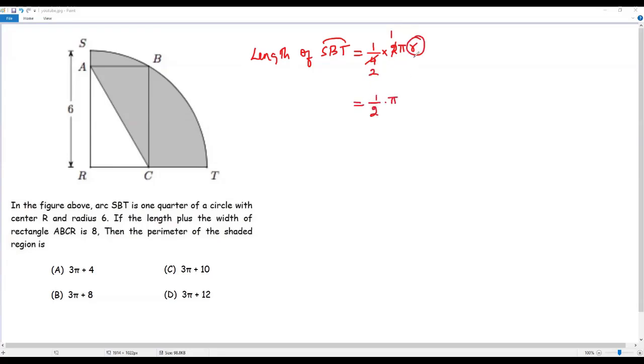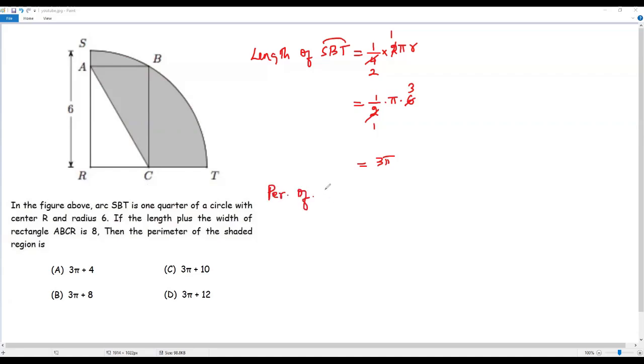Here r represents the radius of the circle. It is given in the question itself, that is 6. So we can plug in 6 for r. 2 goes into 2 one time, 2 goes into 6 three times. Now multiplying 1 and pi times 3 is 3 pi. Now I got the length of the arc SBT. To get the perimeter of the complete figure, I have to add the length of line segment RS and the length of line segment RT. Both RS and RT represent the radius, so RS is 6 and RT is also 6.